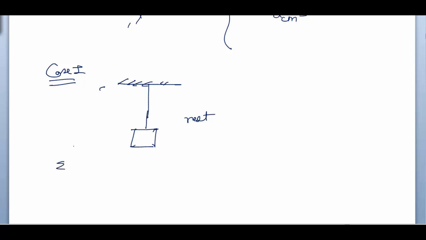We take case 1 here. Suppose there is a rope and a mass is hanging on it, and it is at rest. So summation of forces is 0, and acceleration will also be 0. Then tension will be produced here, and the weight of the body will act downward. So T equals mg.